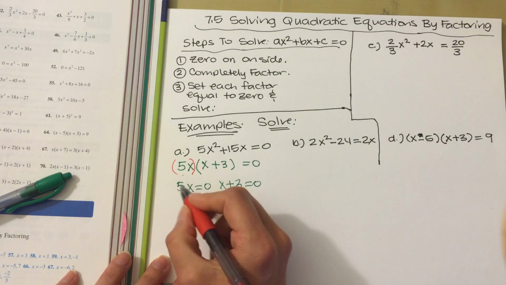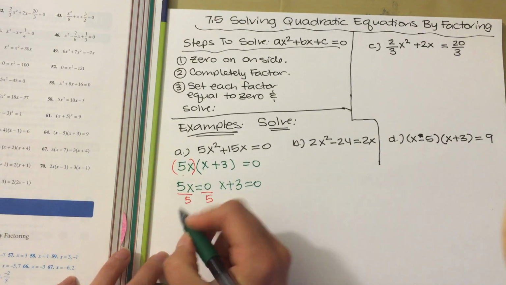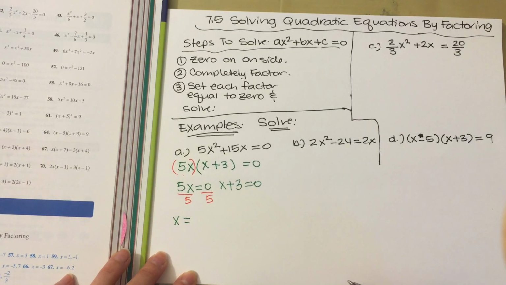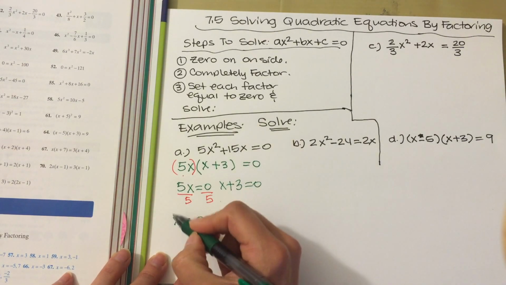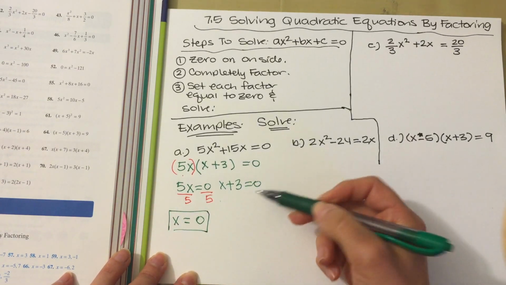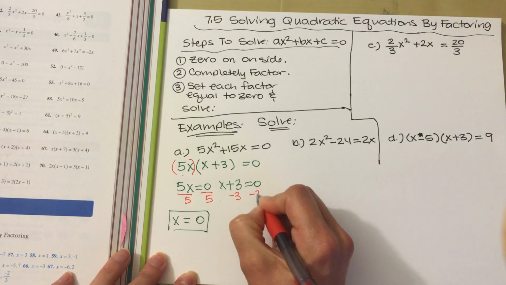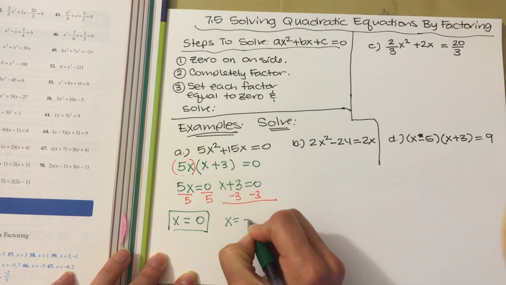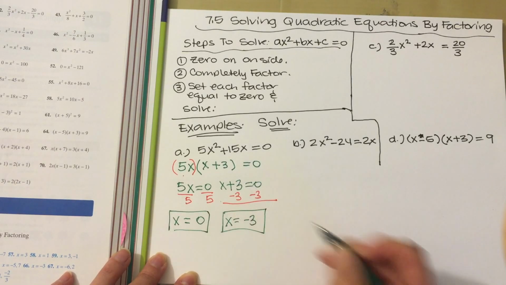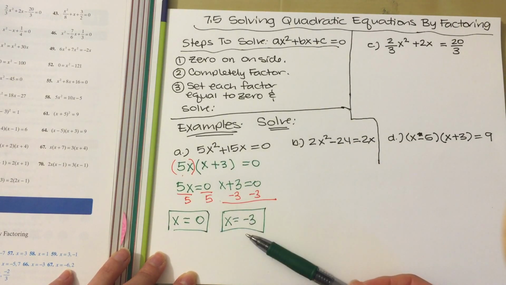To solve the first equation, divide by 5. X is equal to 0. 0 divided by 5 is 0. X plus 3 equals 0. Subtract 3 from both sides. X is equal to -3. Equation 1 is solved. We have 2 answers. We have 0 and -3.